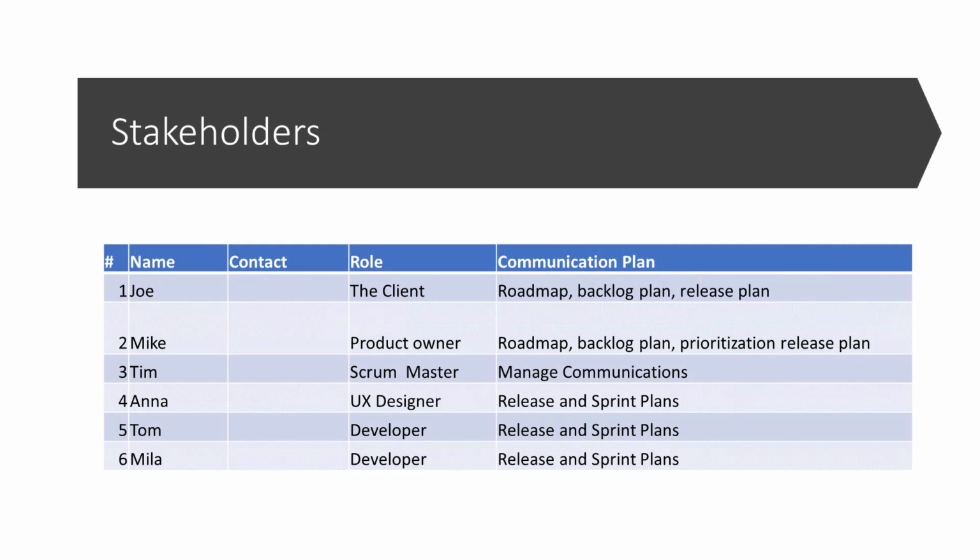Let's list the stakeholders and describe what we will need to communicate to them. Joe is the client, and we will need to communicate to him the roadmap, backlog plan, and release plan. Mike is the product owner, and he will need to know about the roadmap, the backlog plan, prioritization, and release plan. Tim is a Scrum Master, so he will be managing communications. Finally, our team: Anna, user interface and user experience designer. Then Tom and Mila are developers, and the Scrum Master will need to make sure that they have releases and sprints planned.